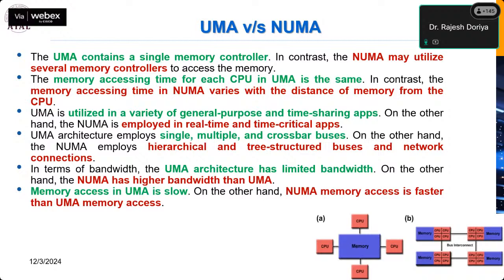Now, apart from that, UMA is utilized in a variety of general purpose and time sharing applications, whereas NUMA is employed in most cases in real time or critical applications. In UMA, we may have multiprocessor network architectures such as single, multiple, and cross-bar buses, whereas NUMA is generally employed in the form of hierarchical and tree-structure network connections. In terms of bandwidth, the UMA architecture has limited bandwidth, whereas NUMA generally has higher bandwidth than UMA. And the memory access in UMA is slow, whereas in NUMA it is going to be faster.